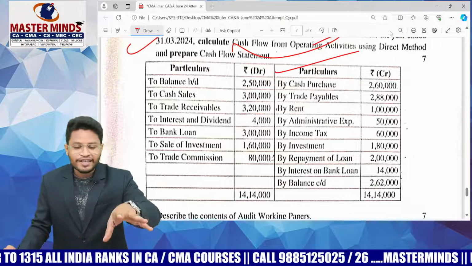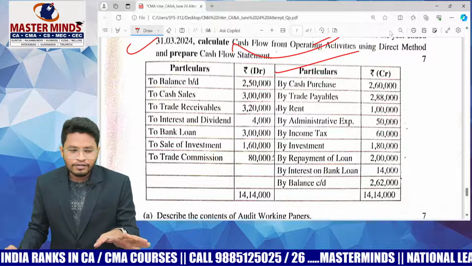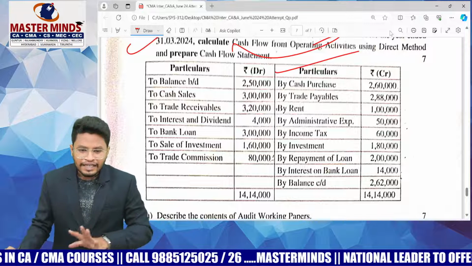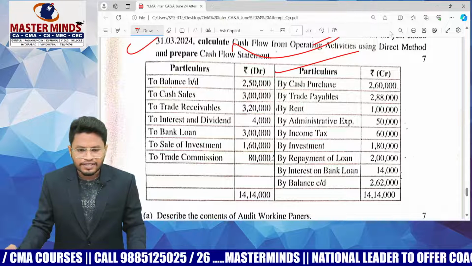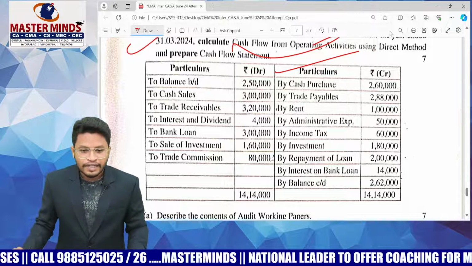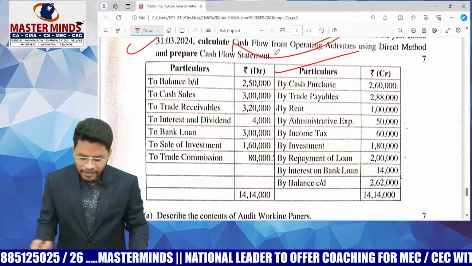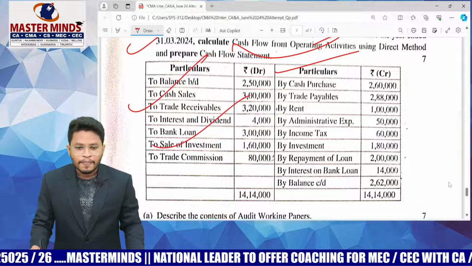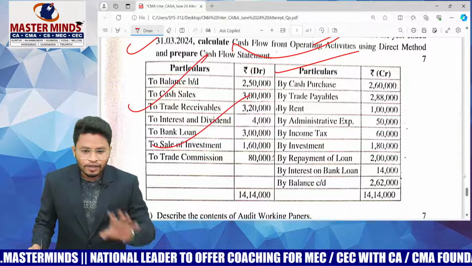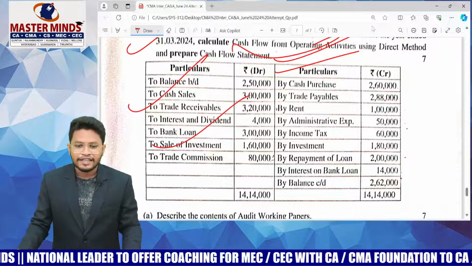So many students did that, but even if you have not seen it in the last day, you can easily answer this question. This is nothing more than just the direct method. See here, in direct method, what do we have to do? Directly, what are the receipts? What are the sales? All things, right? We just have to do that. Directly, receivables, expenses, all the things we have to present there in case of operating activities from direct method.